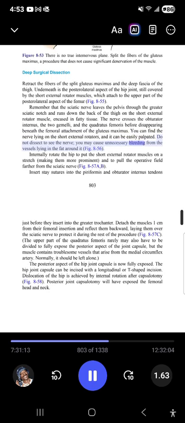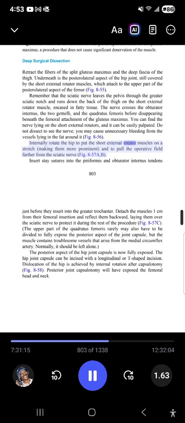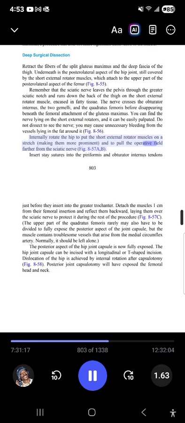You may cause unnecessary bleeding from the vessels lying in the fat around it. Figure 8-56. Internally rotate the hip to put the short external rotator muscles on a stretch, making them more prominent, and to pull the operative field farther from the sciatic nerve.